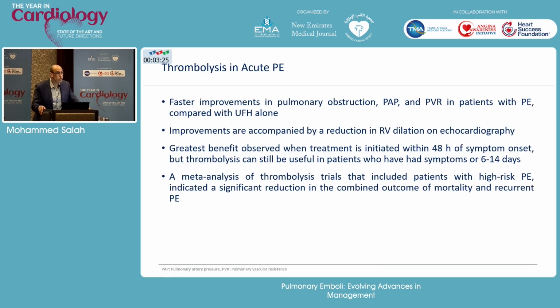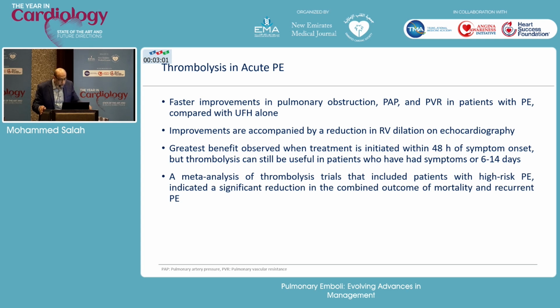Then thrombolysis, which is one of the main cornerstones for patients with acute pulmonary embolism. There is faster improvement in pulmonary obstruction, pulmonary artery pressure, and pulmonary vascular resistance, accompanied by reduction in right ventricular dilatation on echocardiography, and greater benefit is observed when the treatment is initiated within 48 hours of symptom onset. However, it can be delayed from 6 to 14 days.